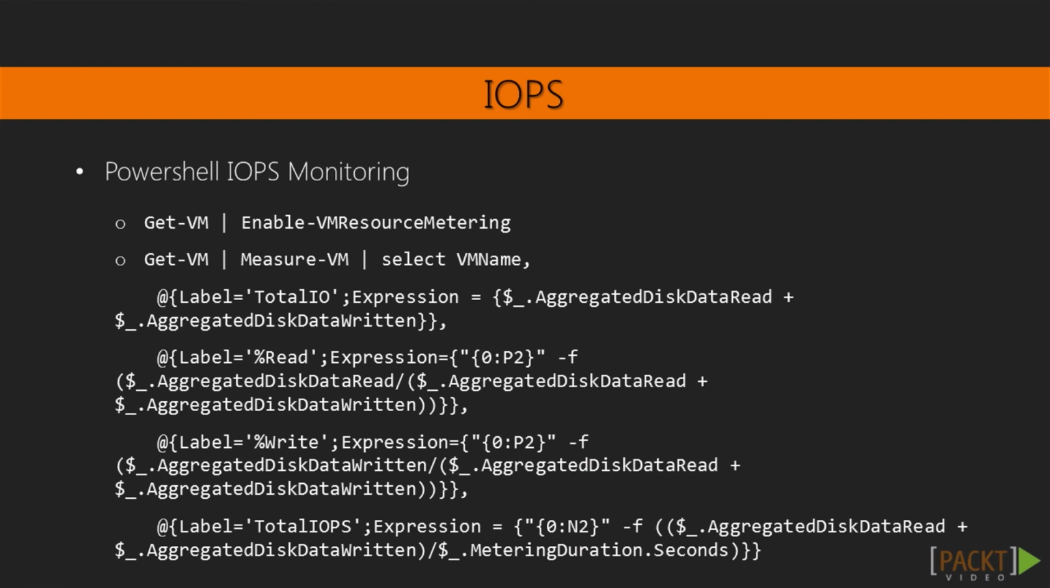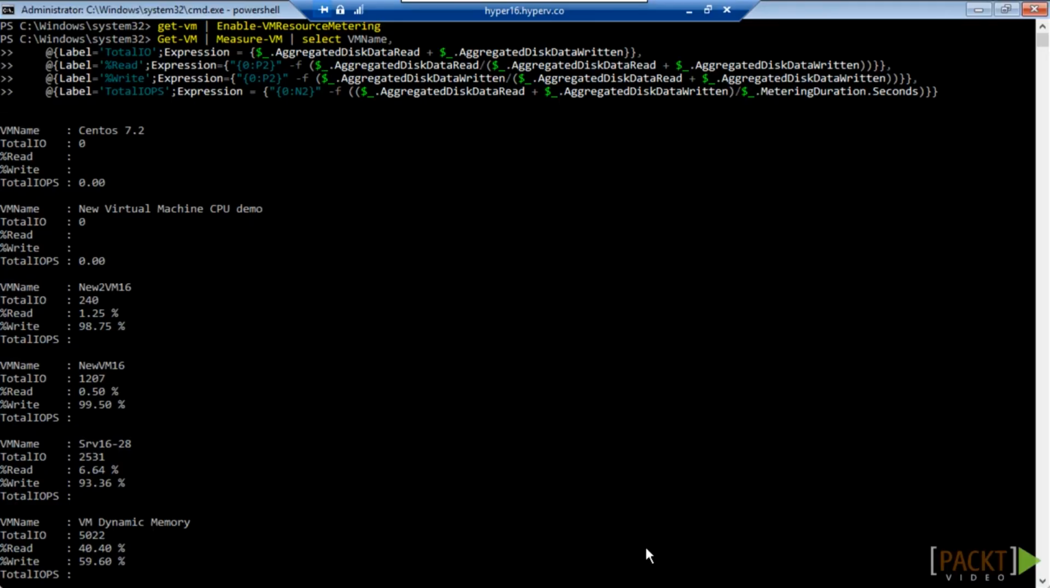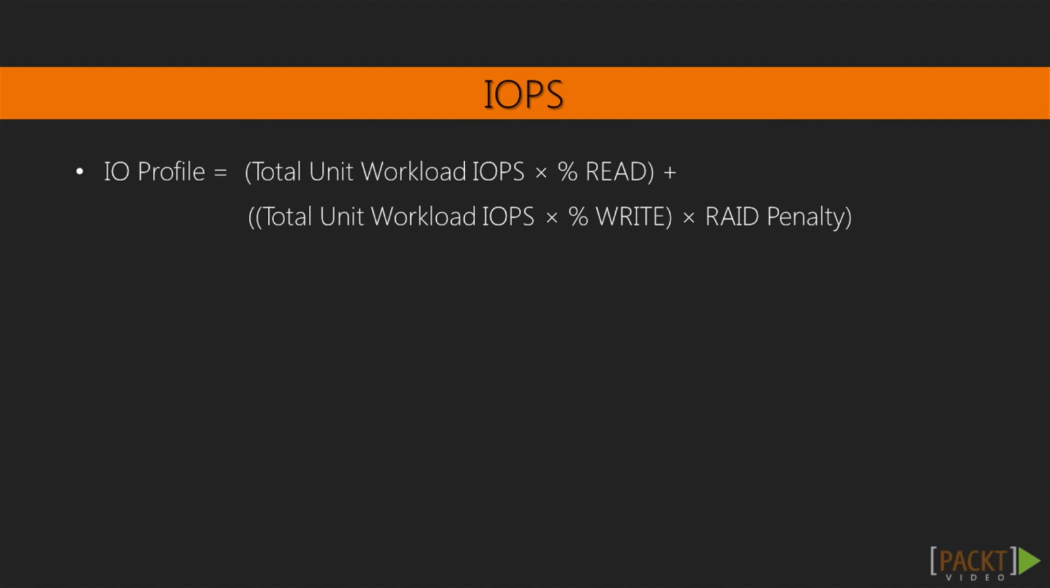First, you enable resource metering for your virtual machines, and then you run the following PowerShell commands to view the read and write percentage of total IOPS. A good generic formula for calculating IOPS is: the I/O profile equals the total unit workload IOPS times the percentage of reads, plus the total unit workload IOPS times the percentage of writes times the RAID penalty.